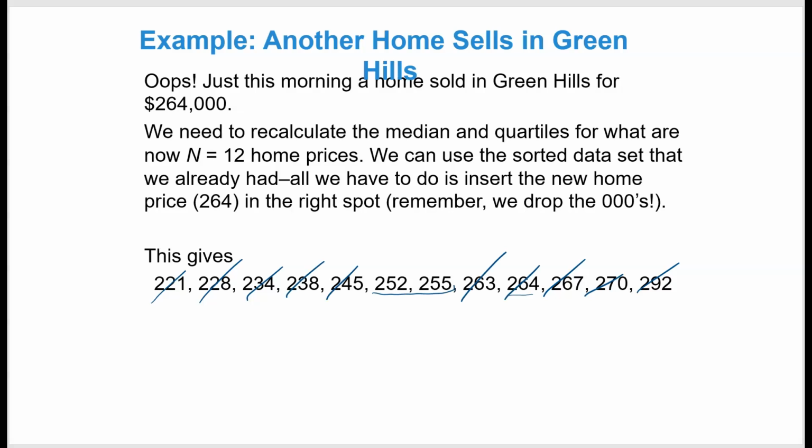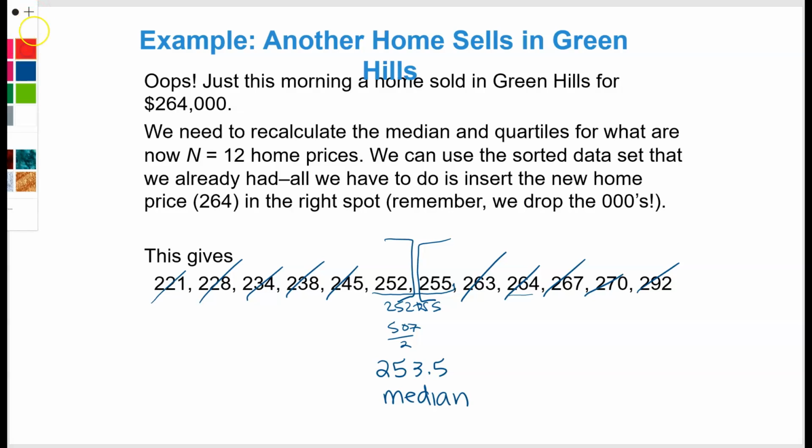Now we've got two values for our median, so we're going to add them together. So in my calculator, I'm going to do 252 plus 255, and I get 507. I'm going to divide that by 2, and I get 253.5 is my median. Now when we have two values, we use them both to calculate the quartiles.